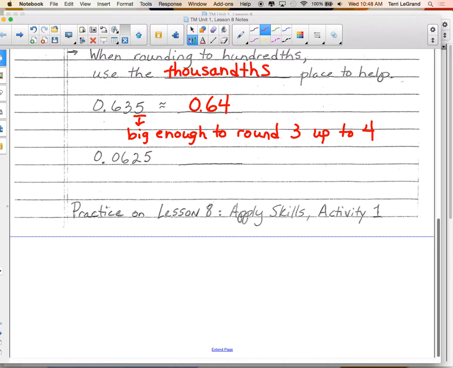Okay, 0 and 625 10,000ths rounded to the nearest hundredth is, what's your output got? Wait. 0 and 63 thousandths. Because the 5 is big enough to round 2 up to 3. But we're rounding to the nearest hundredth, remember? So we do not want our answer to be in thousandths. Not 0 and 63 thousandths, because that would be rounded to the nearest thousandth. So what would it be rounded to the nearest hundredth instead? So you rounded it correctly if I would have asked you to round to the nearest thousandth.